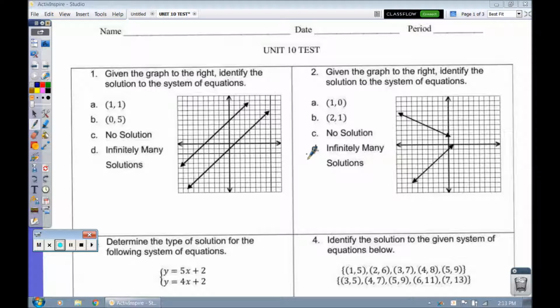Question 1, given the graph below, identify the solution to the system of equations. Well, we know that a system of equations has a solution where they cross. And if you look at these two lines here, they're parallel. And since they do not cross, guess what? They do not have a solution. There is no solution to question 1.